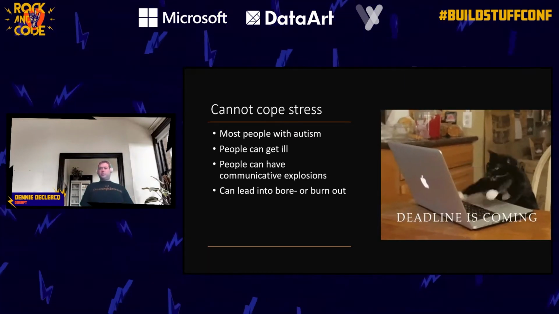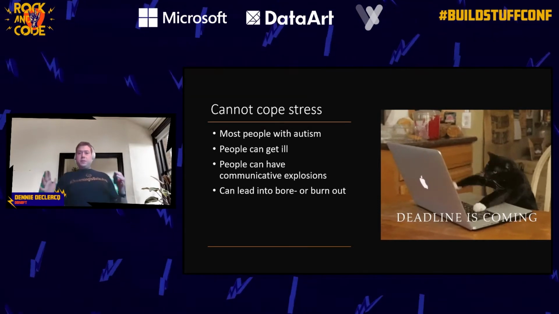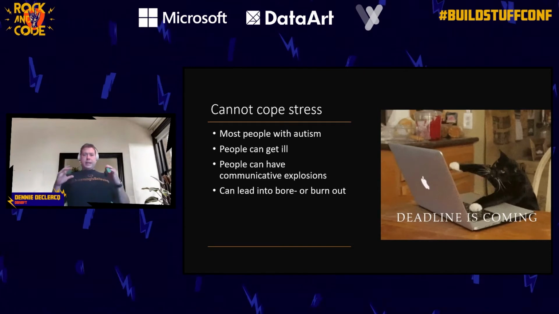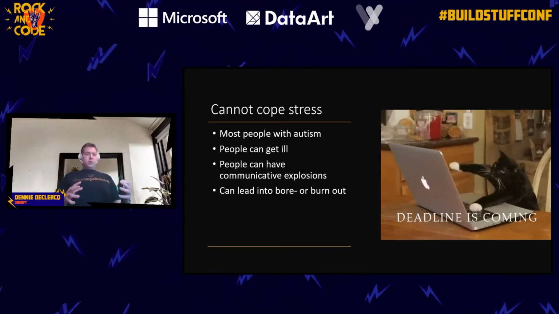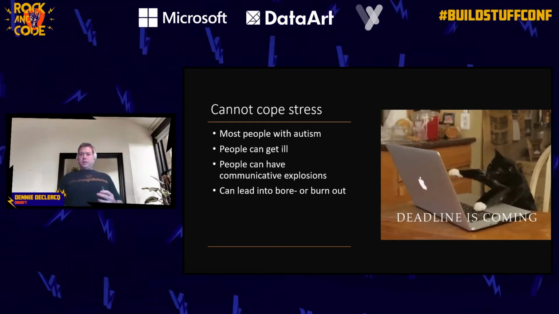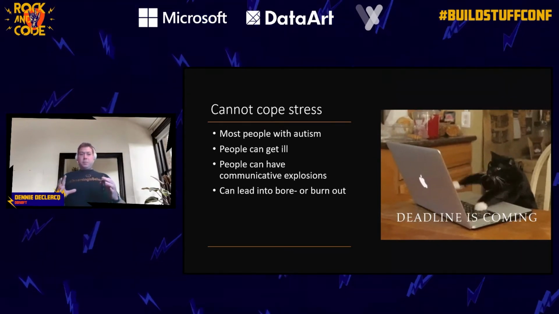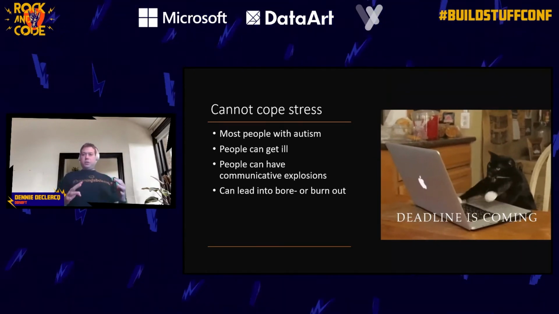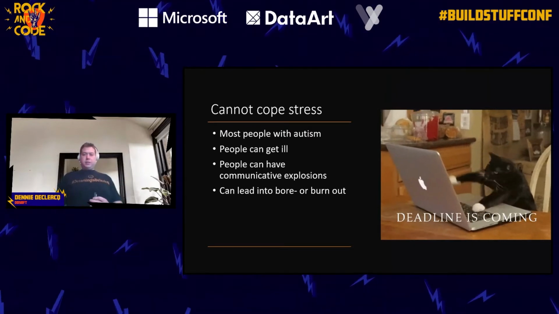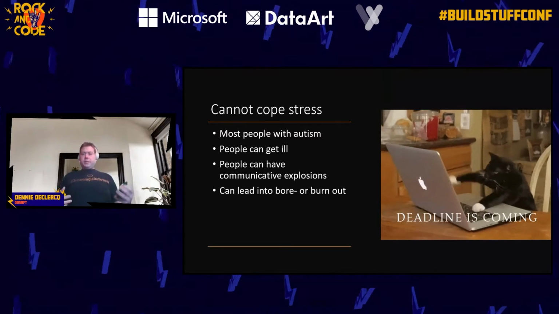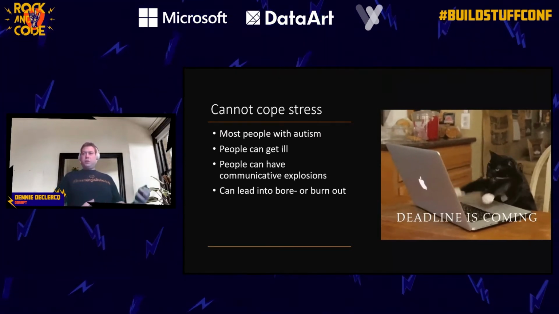Cannot cope with stress. Most people with autism have difficulties coping with stress. Stress and pressure make them function badly or even stop functioning. People can get ill due to stress. And some people have communicative explosions if they are too stressed. And some, if they are over their limit, roll really into a burnout.